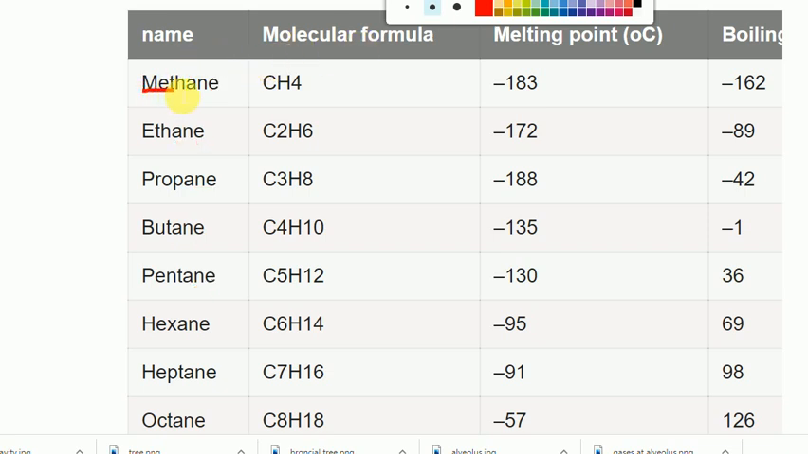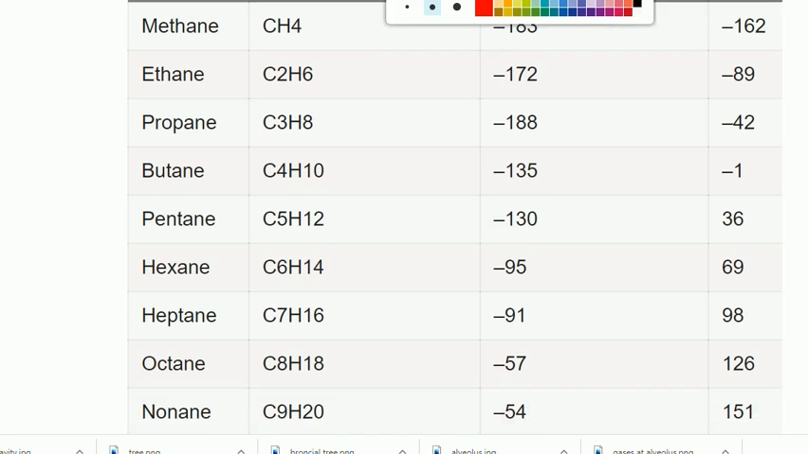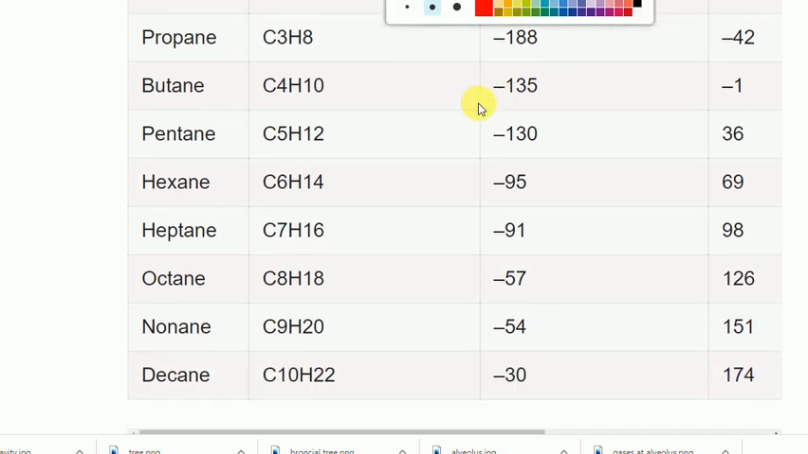Ikiwa carbon moja unaweka meth, carbon 2 unaweka eth, carbon 3 unaweka prop, carbon 4 unaweka but, carbon 5 unaweka pent, carbon 6 unaweka hex, carbon 7 unaweka hept, na carbon 8 unaweka oct. Vivyo hivyo tunaenda mbele kwenye carbon 9 na carbon 10. Yaani carbon 9 unaita non na carbon 10 unaita dec.